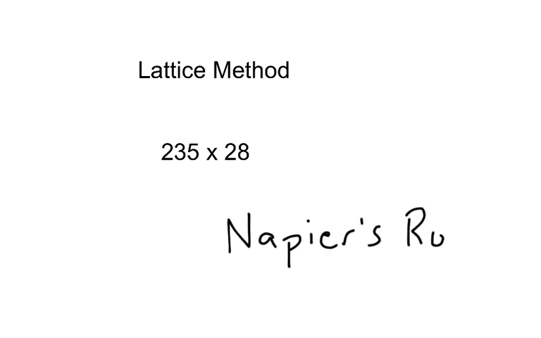Napier's rods were used for lattice multiplication. A lot of students really like the lattice method, and I want to show you an example here. Sometimes students get confused about what to do when you have to carry, so we'll see an example of that here. In order to use the lattice method, we have to set up what's called our lattice.